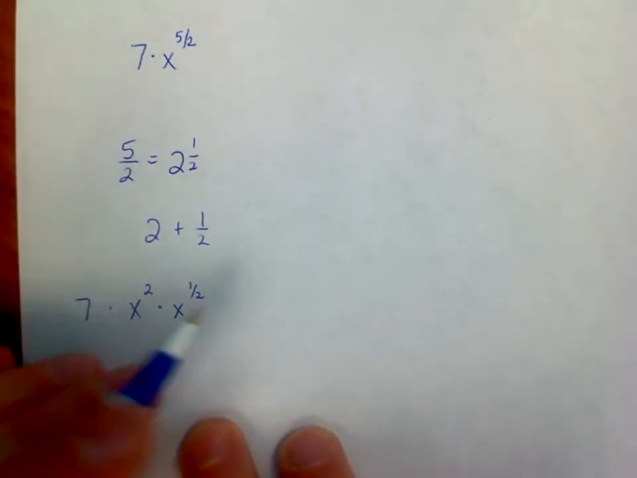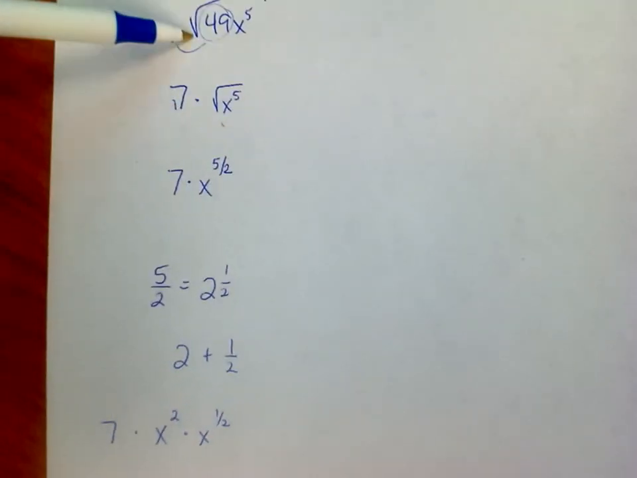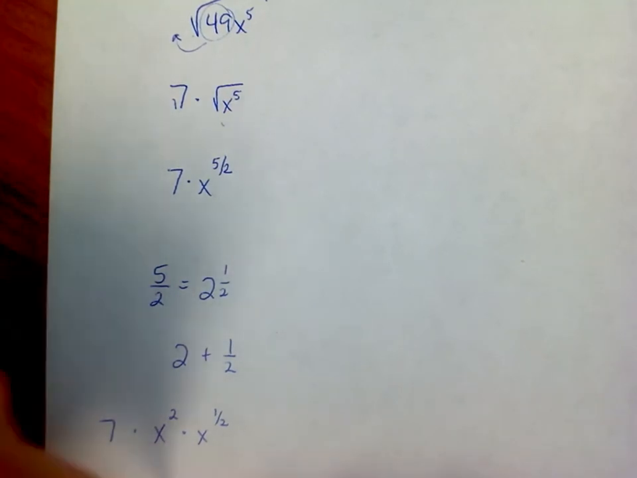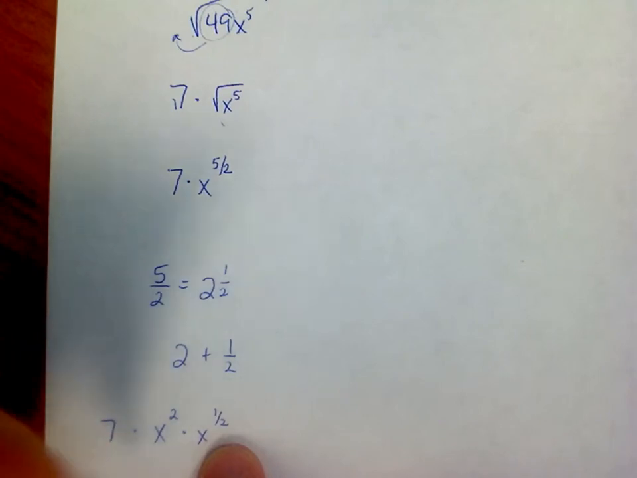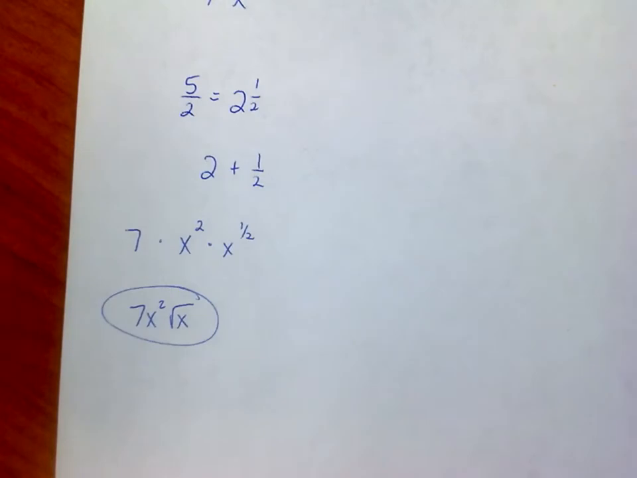Really, we have this. If I think about it in fractional exponent form, I have 7, I have x squared, and I have x to the 1/2. That's really what's going on here. Well, the 7x squared then is easy enough. And all I do is, if I have a fractional exponent, 1/2 is really the same thing as a square root. So I put it back in radical form at the end. Okay? There's a second way to think about it.